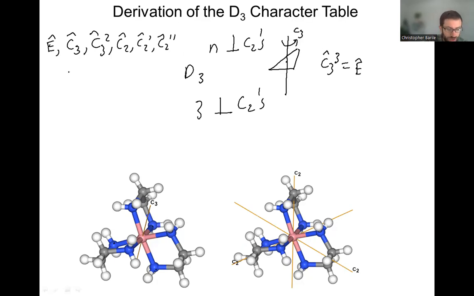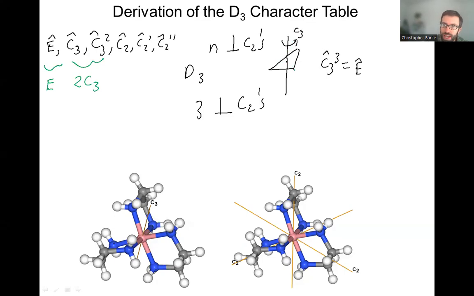So the next step is we're going to group these into classes. And, well, identity is always in a class by its own. Now I'm talking about classes, so I'm dropping the hat notation, which tells you that it's an operation. The 2 types of C3s, the C3 and the C3-2, those are going to go into their own class. They're both doing a very similar thing. And so we write that as 2C3. They're both doing rotations along the z-axis.